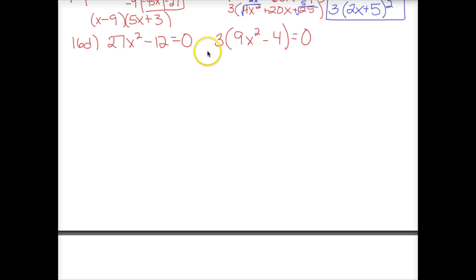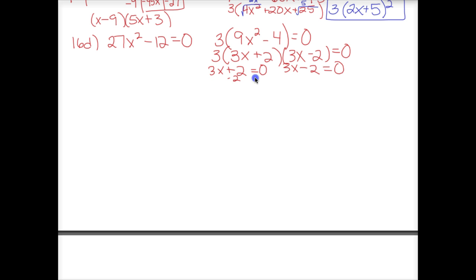Just because you've pulled a GCF out doesn't mean that you're done. If you're solving by factoring, you need to factor this further. So this is a difference of squares. They both have perfect square roots. It's subtraction between, so that factors into 3x plus 2 times 3x minus 2. And now, because it was a solve, that means I need to take each factor that has a variable, set it equal to 0, applying my zero product property, and then solve.